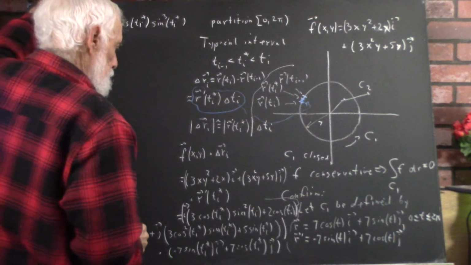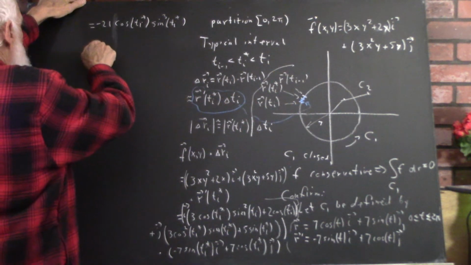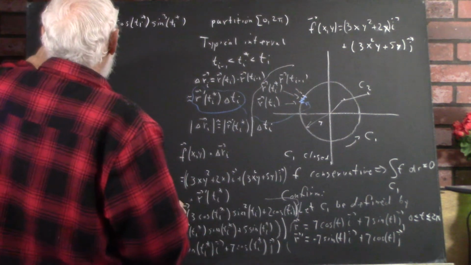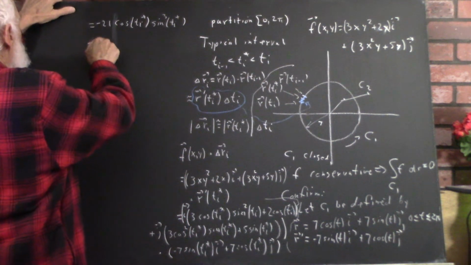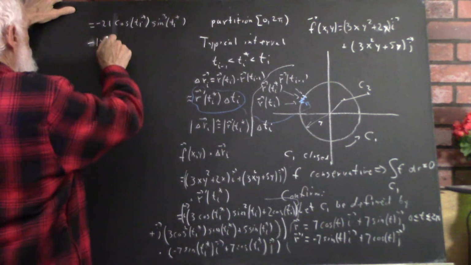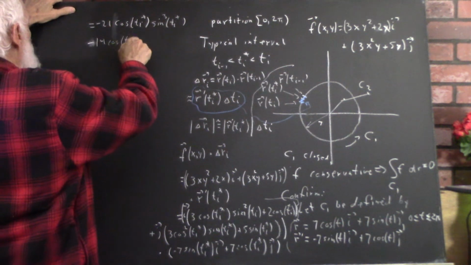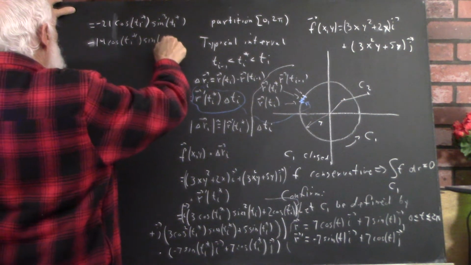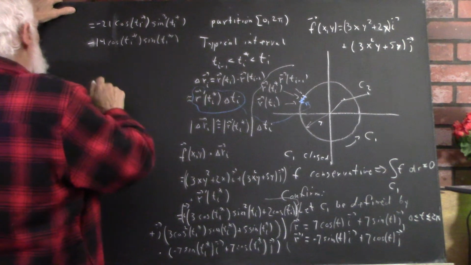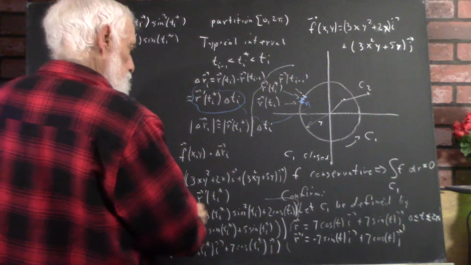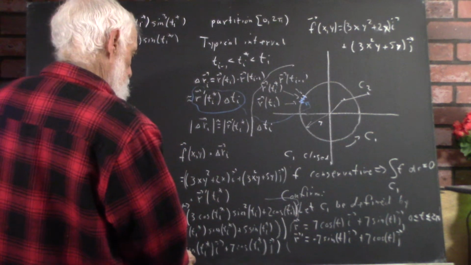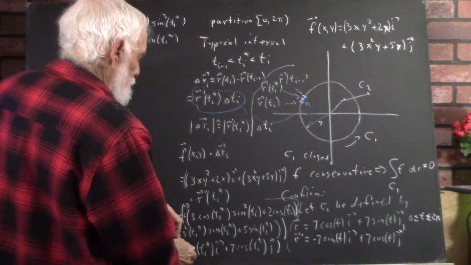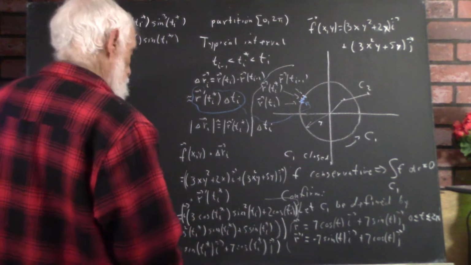Okay, well that's a good start. Plus, okay, now it's negative 7 times 2. Well, let's just do a minus. Minus 14 times the cosine of ti star sine of ti star. Okay, so that takes care of the I component times the I component here, that part of the dot product.